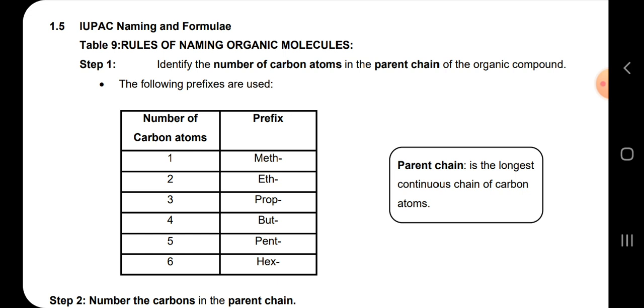Today we'll be dealing with naming the homologous series. You're going to learn how to name them. If you are given a structural formula, you need to know how to name that structural formula. That will also help you know, if you are given a name or an organic formula, what homologous series this is. So that's what we'll be doing.